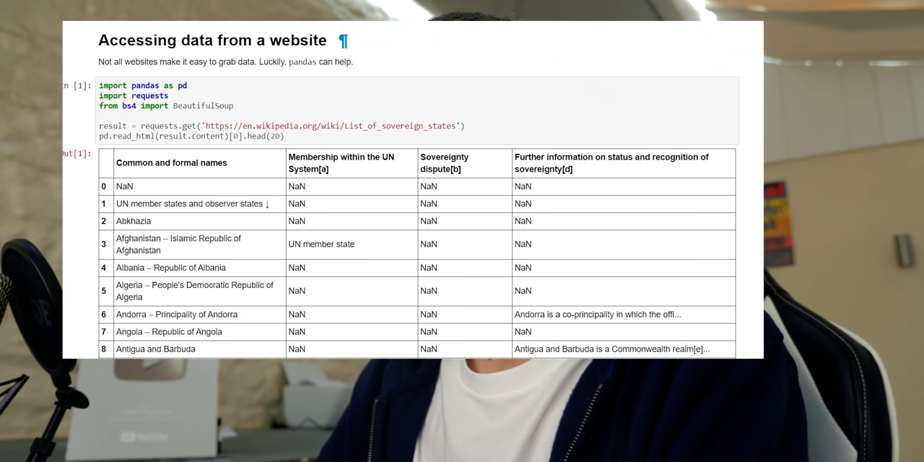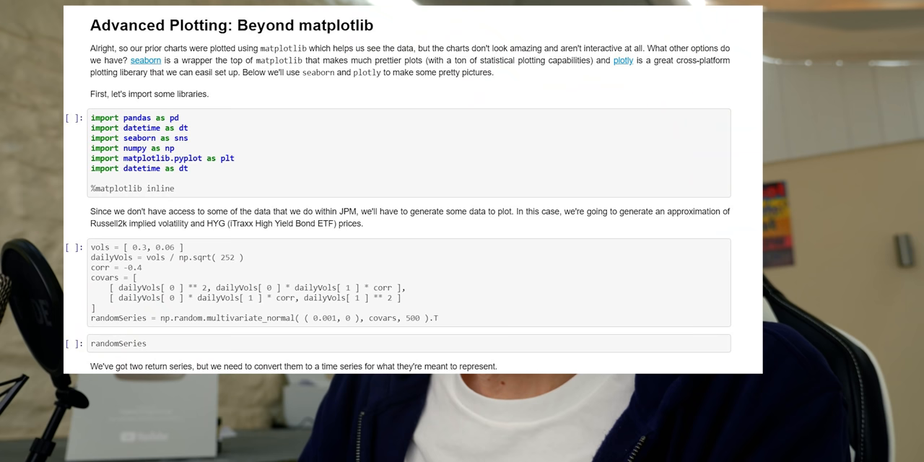There's a section where they look at flight data. They look at using web APIs and web scraping using pandas. And then it goes on to cover more advanced plotting techniques using Seaborn. So take a look at that. I think you'll find it a really useful resource.